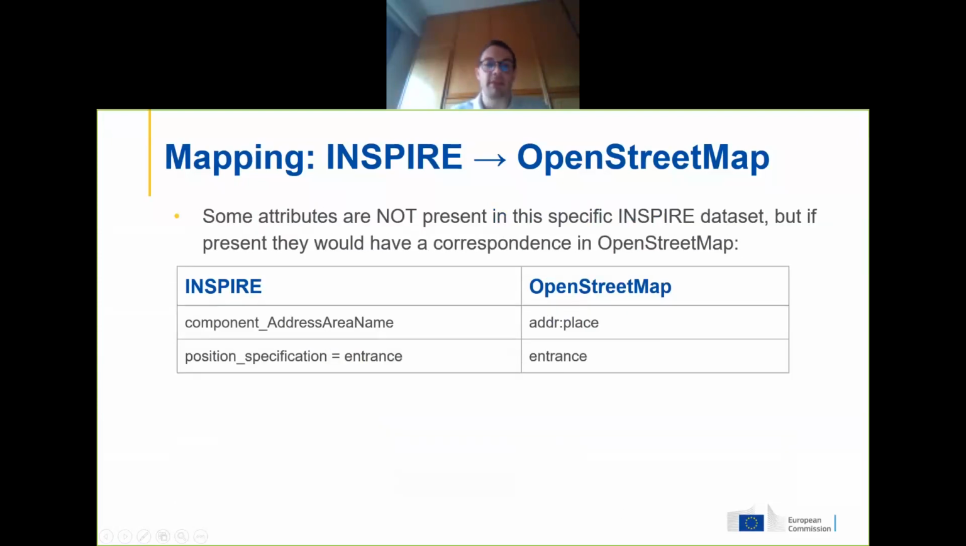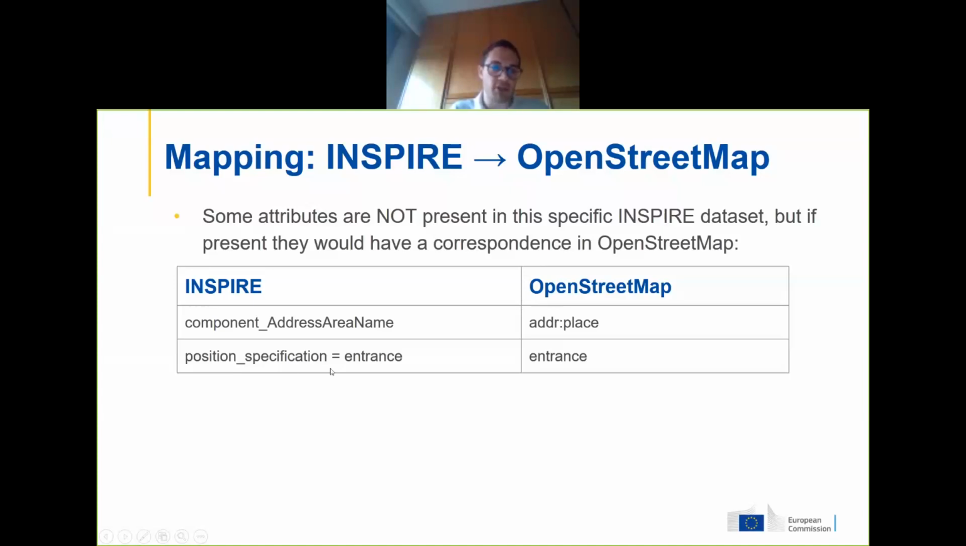Then there are also some attributes that are not present in this specific Inspire dataset, but have a correspondence in OpenStreetMap. For example, for Inspire, the 4th address component was the address area name. That was the place in OpenStreetMap. As I said, this is used to identify, if needed, the village or the settlement where the address is located. The same meaning has this tag in OpenStreetMap, or actually this key. Sorry, I'm calling them tags. Of course, a tag is the key equal to a value, but basically the meaning is clear. So these are more correctly speaking keys.